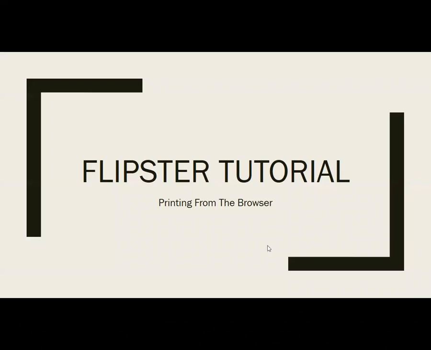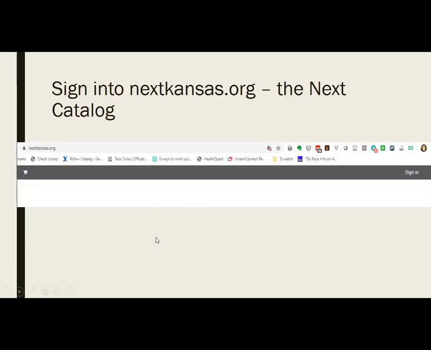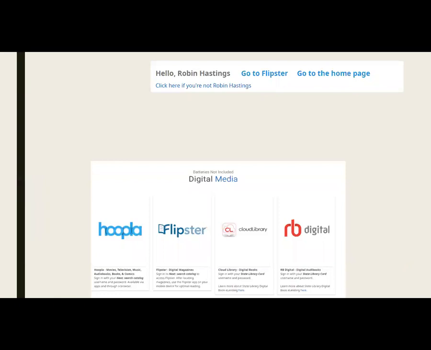In order to get to your Flipster on the browser, you need to go to nextkansas.org. That is our Next catalog, and sign in. The sign in link is at the top right there. Once you've signed in, there are two ways to get to Flipster. The first thing you see is a hello with your name, and that is right next to the Go to Flipster link. Or you can go into the digital media page and click on Flipster from there. If you're not already signed in, that's when you'll sign in. You do have to sign in to use Flipster.